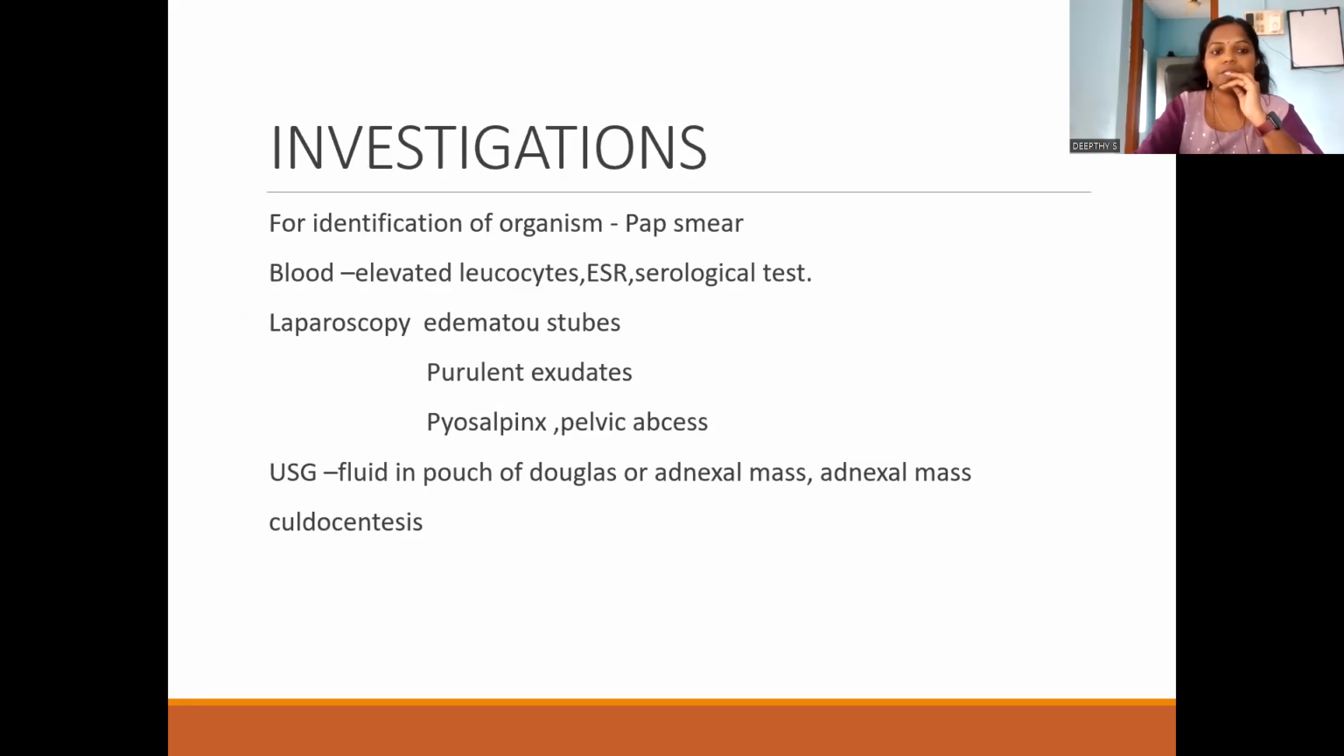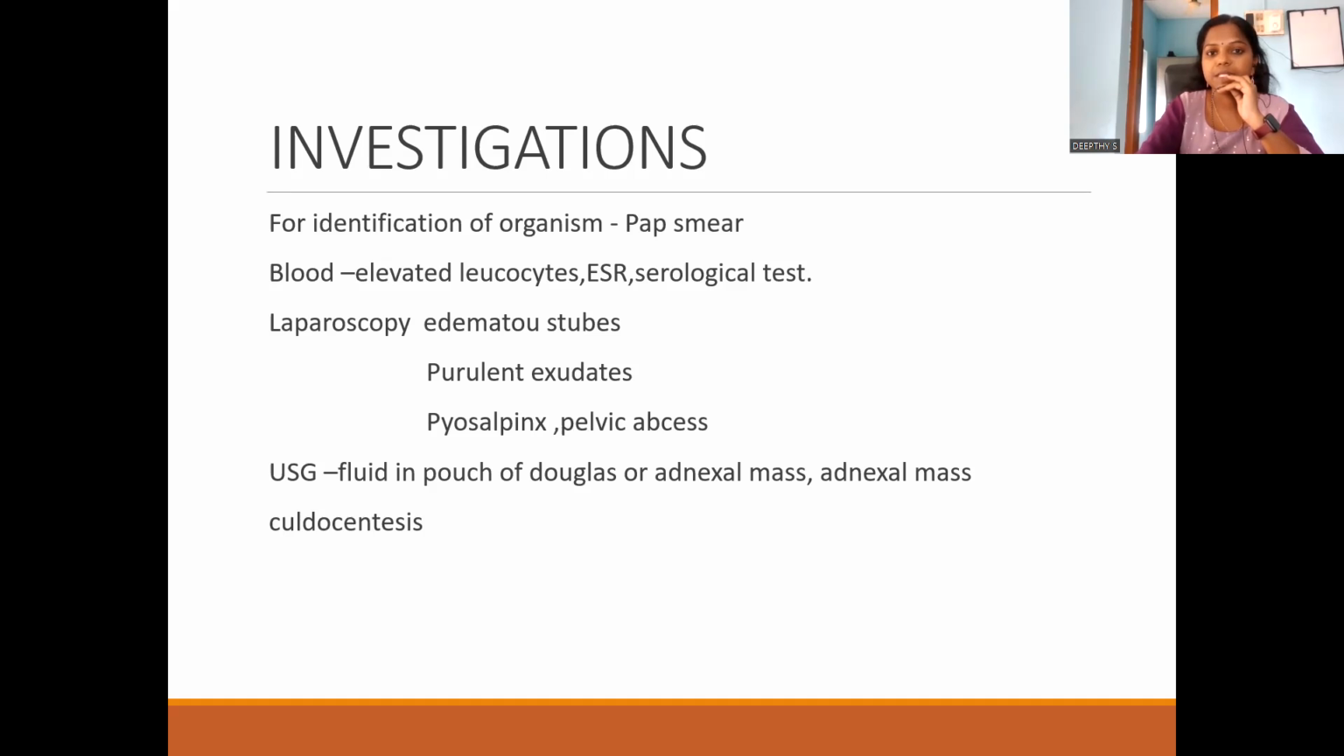So investigations. We do them for the identification of organism, that is mainly through the pap smear examination. Then in blood investigations, we can see elevated leukocytes and elevated ESR, erythrocyte sedimentation rate. Then laparoscopic examination is the gold standard. On laparoscopic examination, we can see an edematous tube. Then maybe pus discharge can be seen. Then pyosalpinx, that is pus in the fallopian tubes.